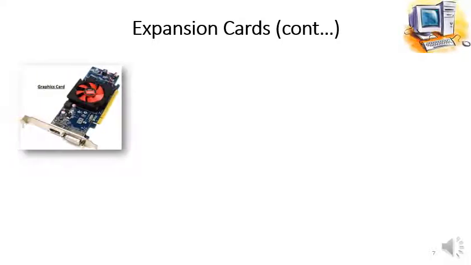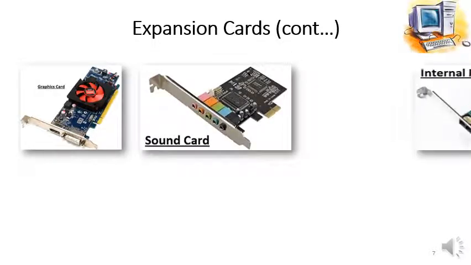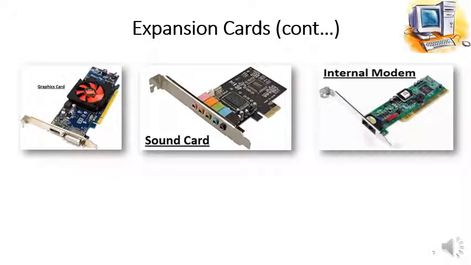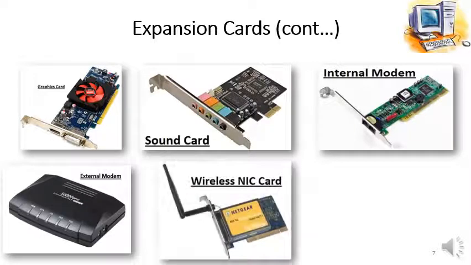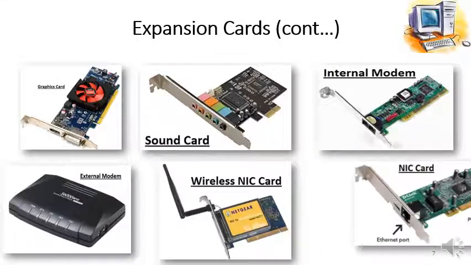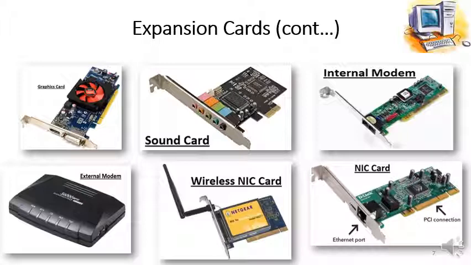The images of these expansion cards: this is the graphics card, then the sound card, internal modem, and this one is the external modem. All of these are different types of expansion cards. Further, we have the wireless network interface card, and the wired network interface card, which is used to connect the Ethernet connection with the computer, and it is also inserted in the PCI slot. So these are a few examples of expansion cards.